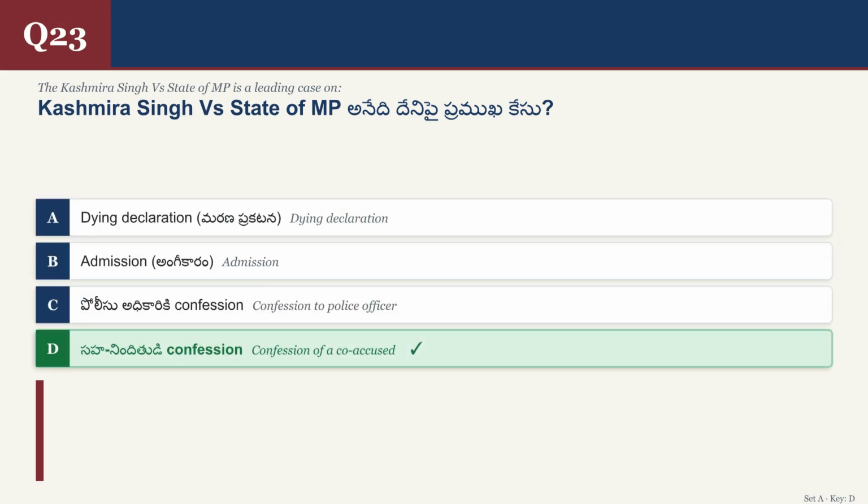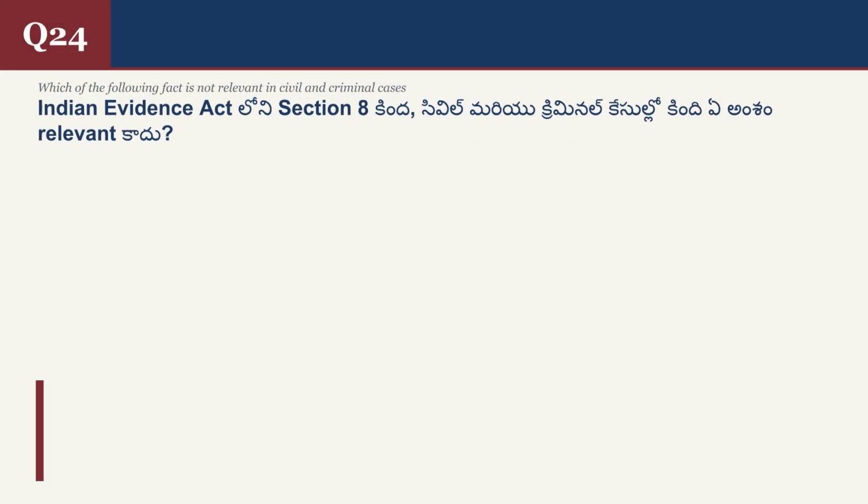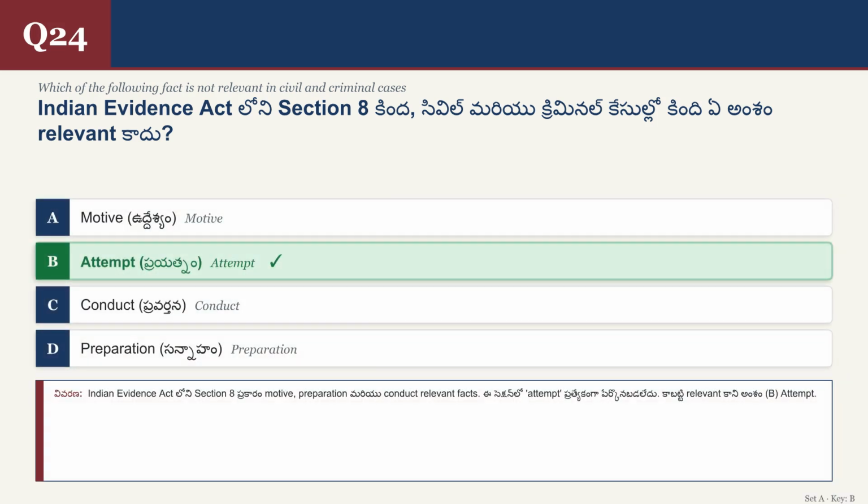The correct answer is D, confession of a co-accused. Question 24 asks which fact is not relevant under Section 8 of the Indian Evidence Act. The correct answer is B, attempt, as motive, conduct, and preparation are relevant.